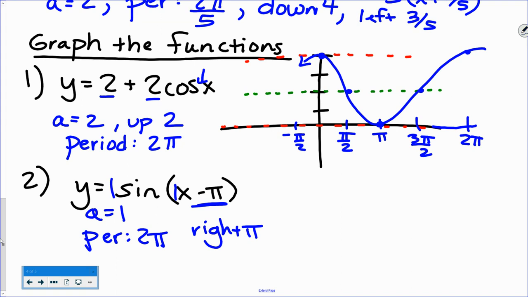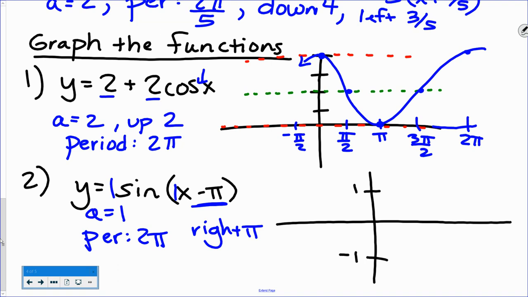All right, no movement up or down like in our last problem. So everything's going to be kind of centered around the x-axis in this case. All right, so the highest it's going to go would be a positive 1. The lowest it's going to go is a negative 1, because that's the amplitude, the distance from the center of my graph, which is the x-axis. Okay, the period's 2 pi. So I can go pi over 2, pi, 3 pi over 2, 2 pi.